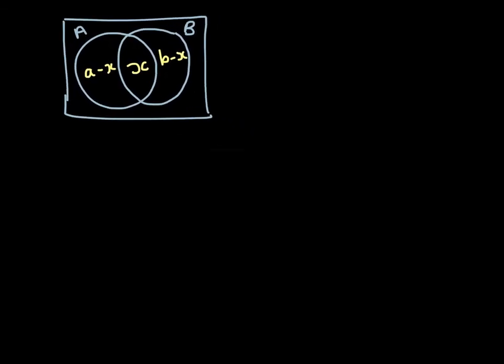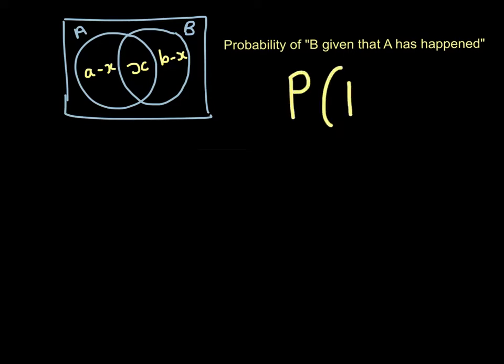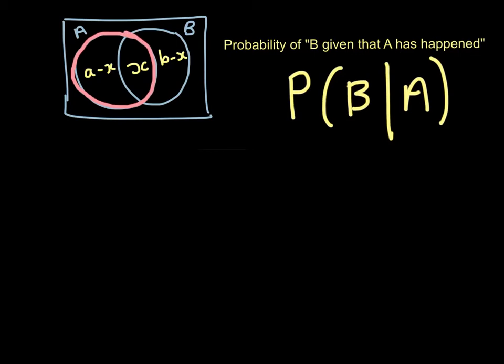Okay? So using that Venn diagram, I want to calculate the probability of B given that A has happened. That's our condition: A has happened, and we want to find the probability of B if we know that A has happened. Now the notation for this is what I've just written there: probability of B with a line, A, which means probability of B given that A has happened. A has already happened, so our sample space reduces down to that red circle I've just drawn. And the probability of B happening inside that circle is that rugby ball shape where the X is.